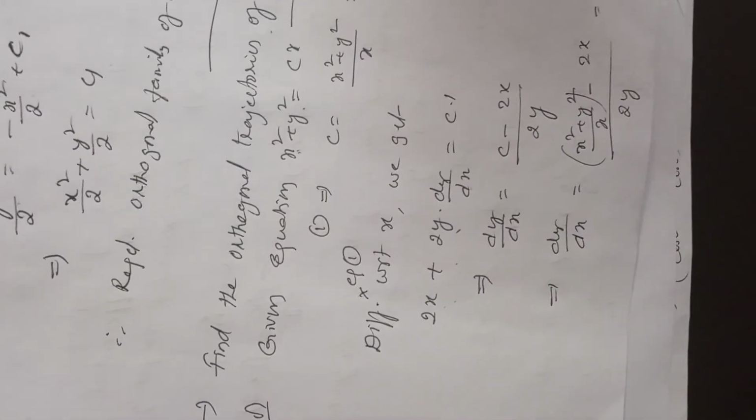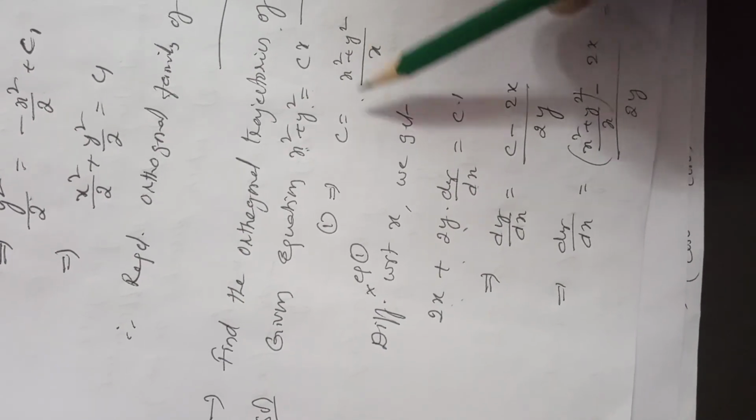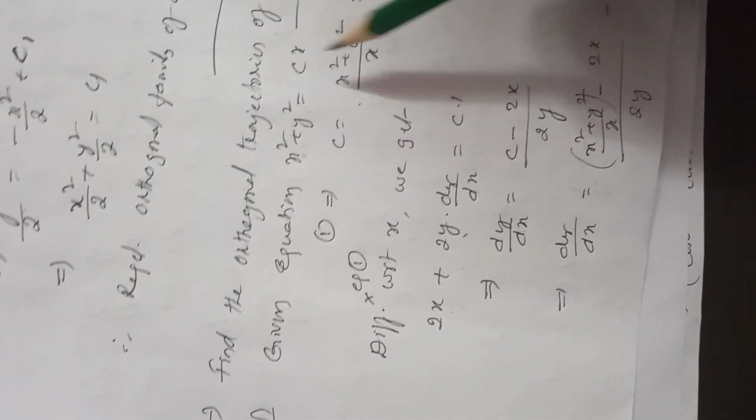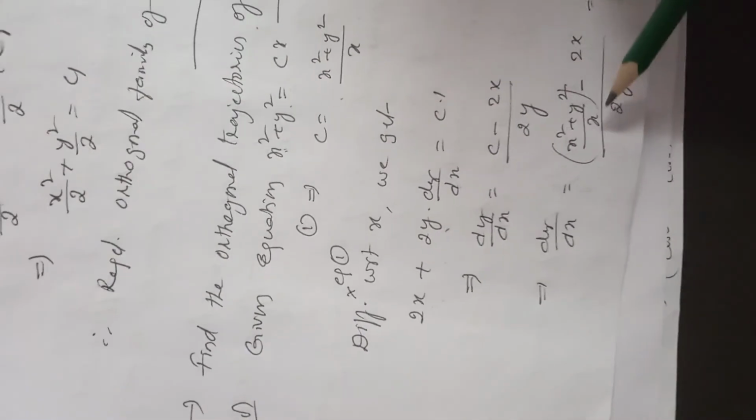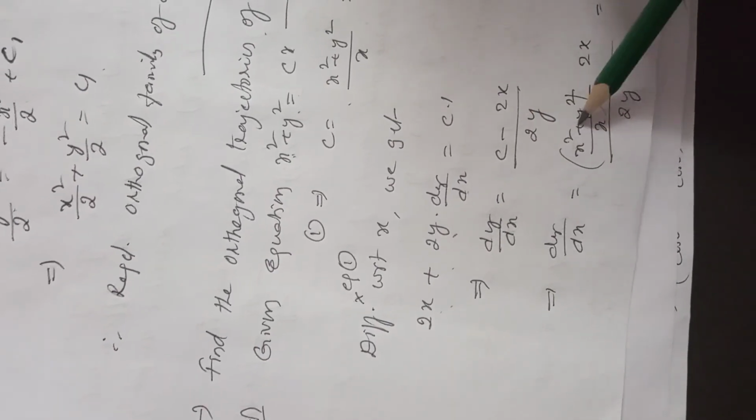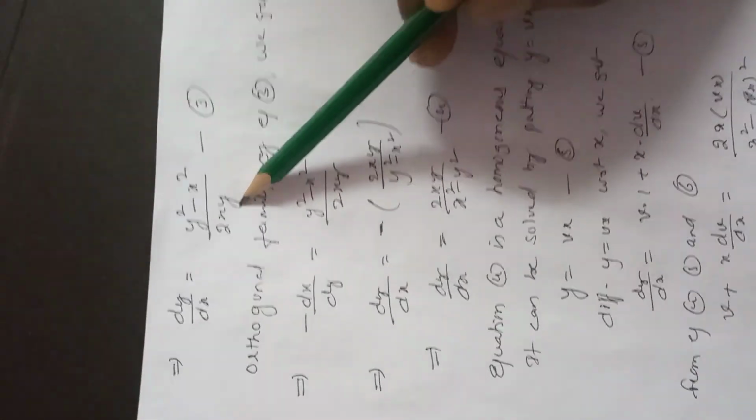But what is c? I have to eliminate c, no? What is the c value from equation 1? c is equal to x square plus y square by x, right? Now, in the place of c, I am substituting the c value and simplifying. After simplifying, what did I get? dy by dx is equal to y square minus x square by 2xy.